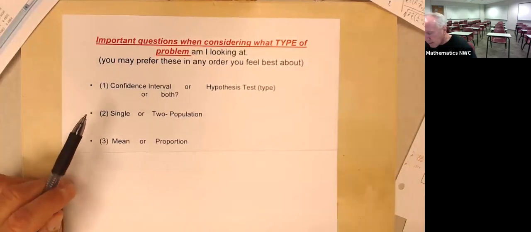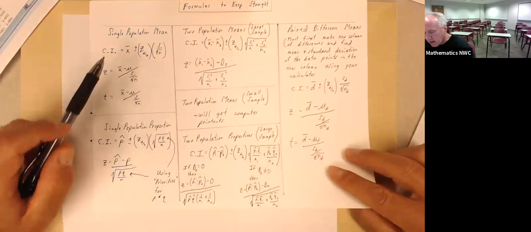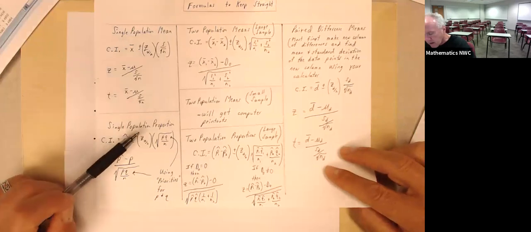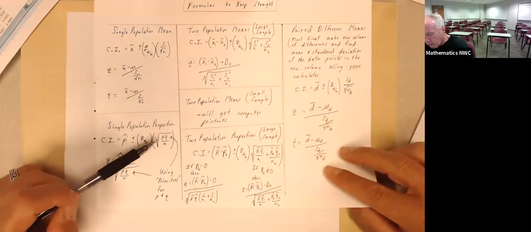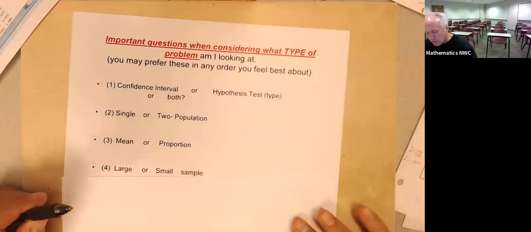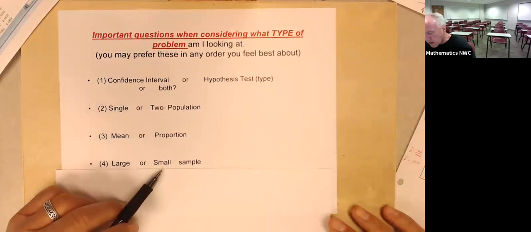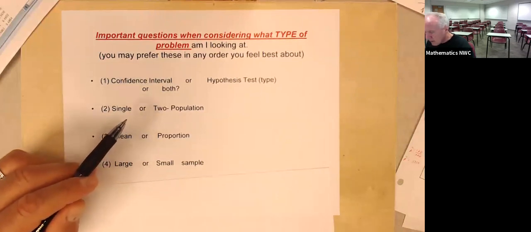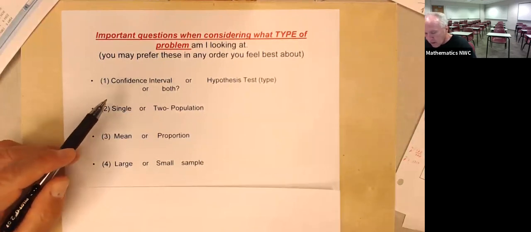Is it asking you to find a mean or proportion? For example, back to here, single population mean means I have a standard deviation. Single population proportion means I have the pq over n. Different formulas here. You need to recognize that early on in your problem. Is it a large or small sample? Large means, of course, I use Z. Small sample, I'm using T. But those are pretty important questions that you should know the answers to almost before you start the problem.